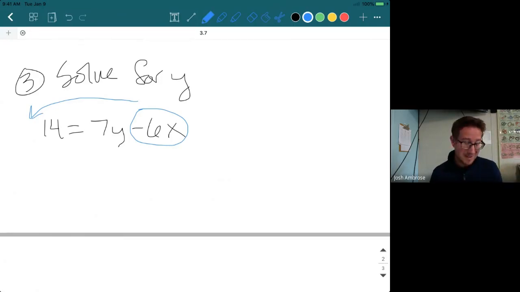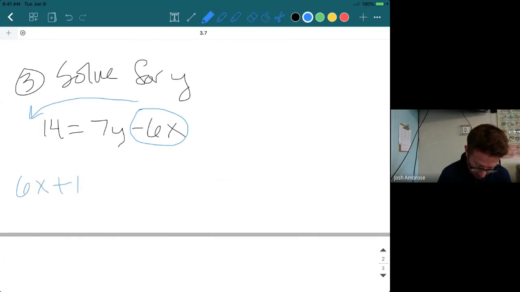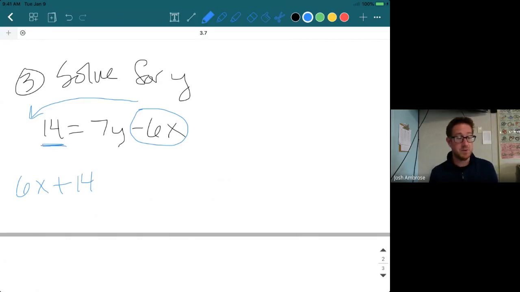So it was a negative 6x, but we moved it across the equal sign. So it's now going to become a positive 6x plus 14. I'd like you to notice that 14 didn't move. It was a positive all along. So I'm putting that plus 14 in front of it because it didn't move. It was always a positive. Equals 7y.